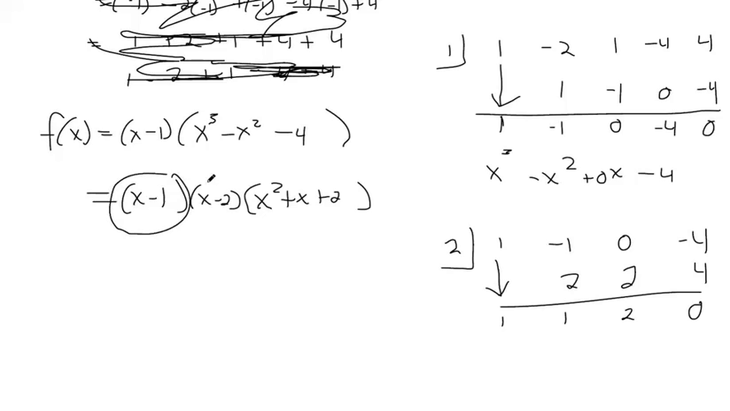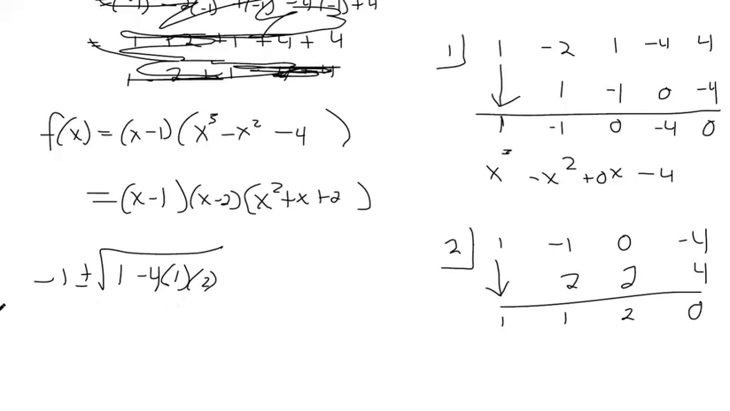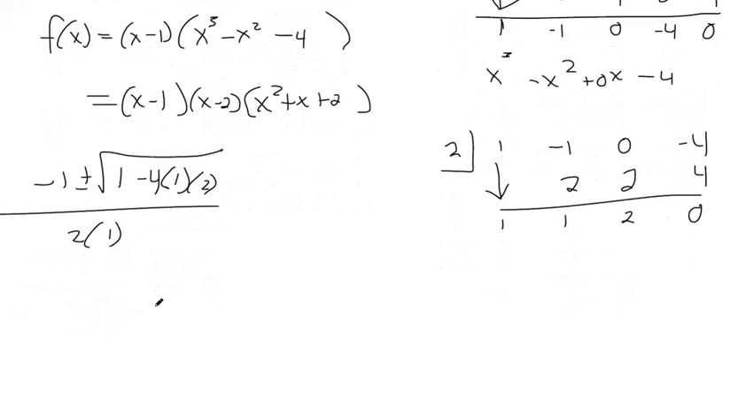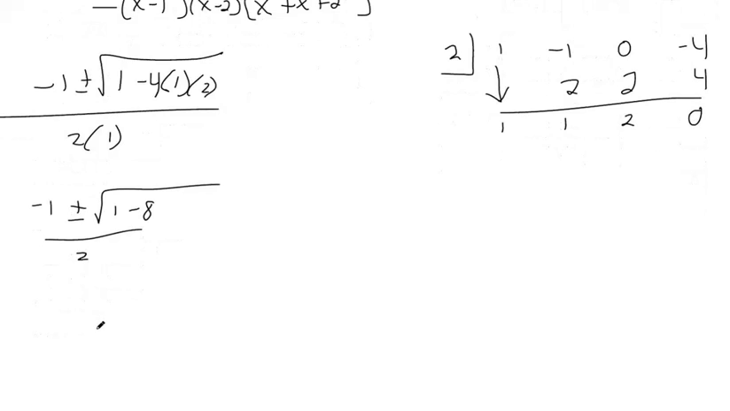So we found two real zeros, 1 and 2. The other zeros come from using the quadratic formula. Now we've broken it down to a quadratic. So negative 1 plus or minus the square root of 1 squared minus 4 times a times c, all over 2a. So it's negative 1 plus or minus the square root of 1 minus 8, over 2. So it's negative 1 plus or minus the square root of 7i.